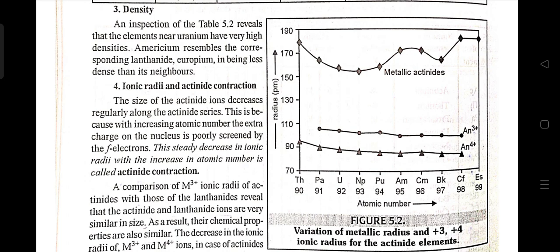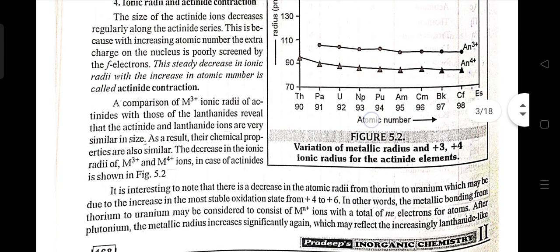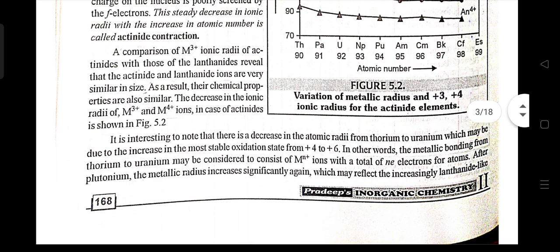A comparison of M3+ ionic radii of actinides with those of lanthanides reveals that actinide and lanthanide ions are very similar in size. As a result, their chemical properties are also similar. The decrease in ionic radii of M3+ and M4+ ions in the case of actinides is shown in Table 5.2.